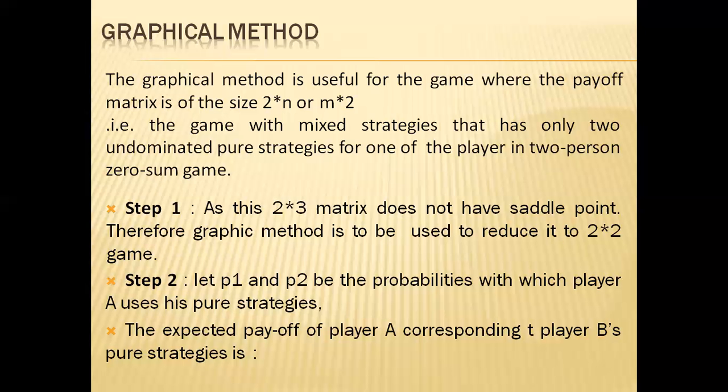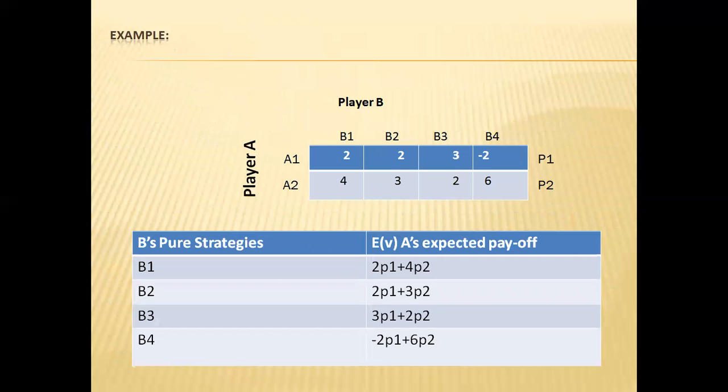First, step number one: this is a 2 by 3 matrix, having two rows, and the columns have been extended to 4.